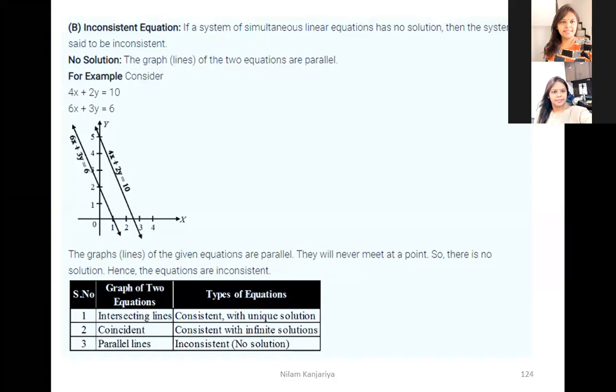Now the inconsistent equation means the given equation has no solution.